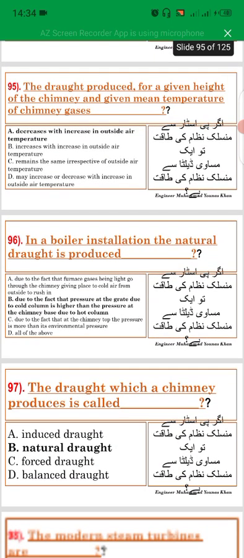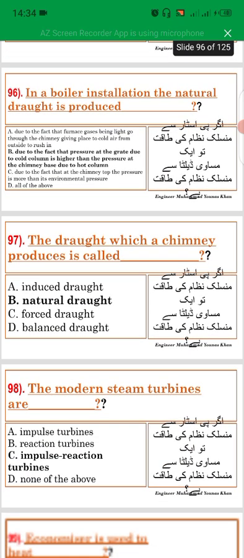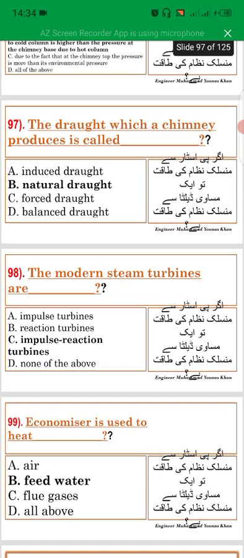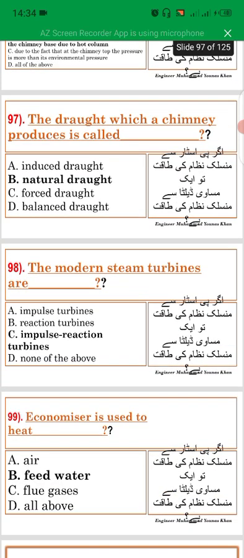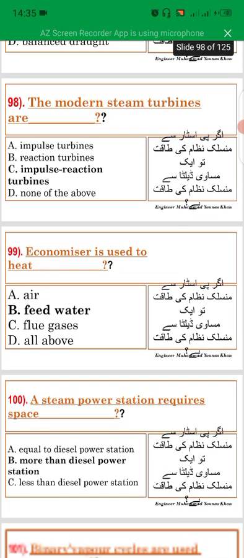The draught produced by a chimney of given height at given outside temperature increases if the chimney gas temperature increases. The draught produced for a given height of the chimney and given temperature of chimney gases decreases with increase in outside air temperature. In a boiler installation, the natural draught is produced due to the fact that pressure at the grate due to cold column is higher than the pressure at the chimney base due to hot column. The draught which a chimney produces is called natural draught. The modern steam turbines are impulse reaction turbines.